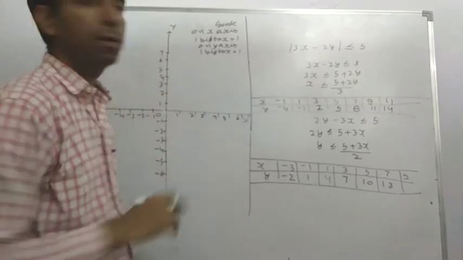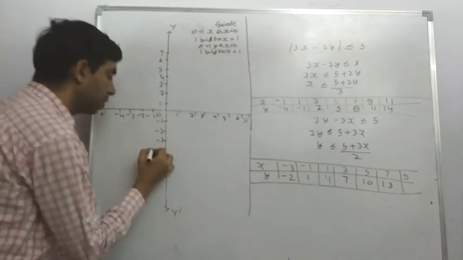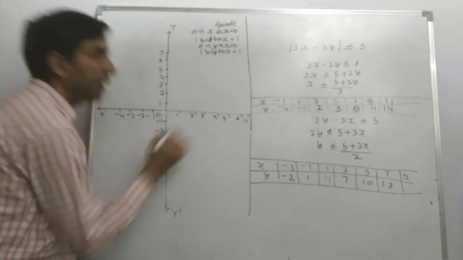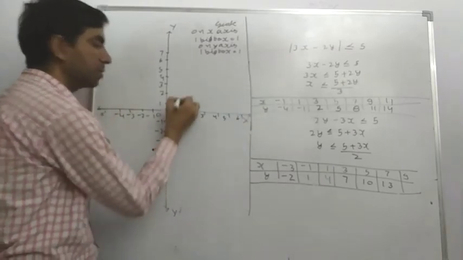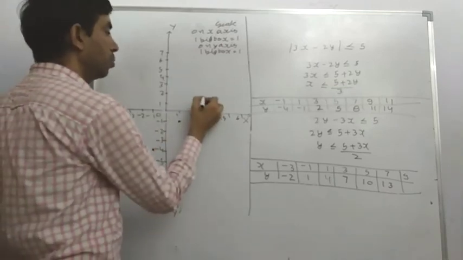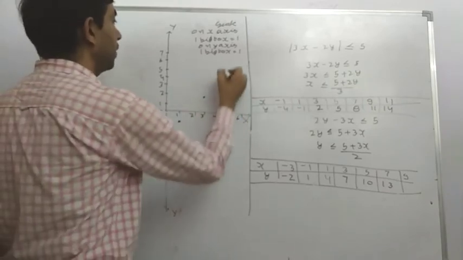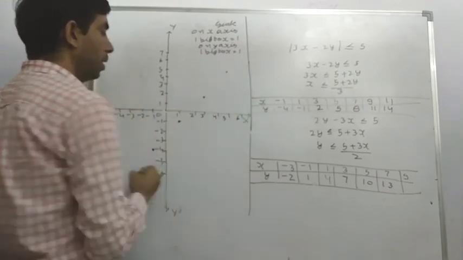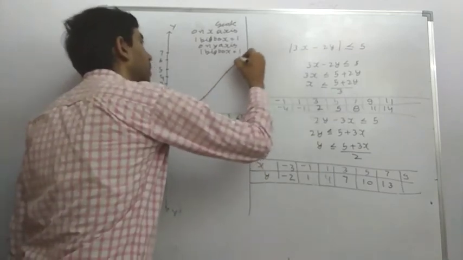Now we represent minus 1, minus 4, meaning x value is minus 1 and y value is minus 4. That point is here. Next, 1, minus 1. That point is here because x value is 1 and y value is minus 1. Next point 3, 2 is here also. Next point 5, 5 is at this point. Now we join all these points in a line.